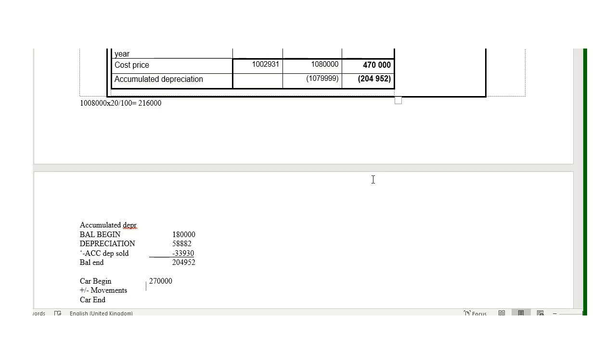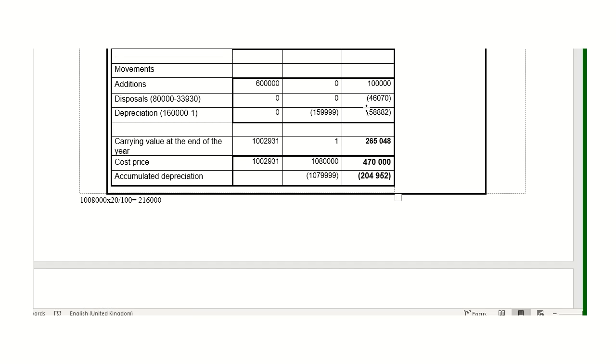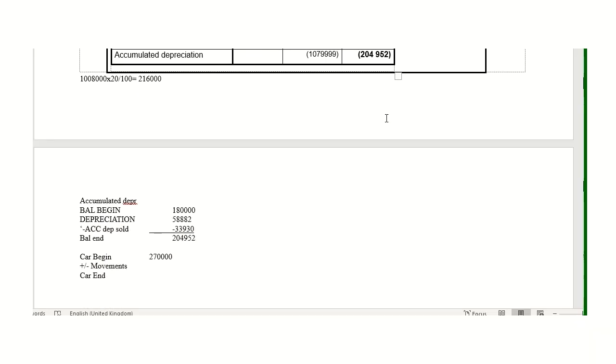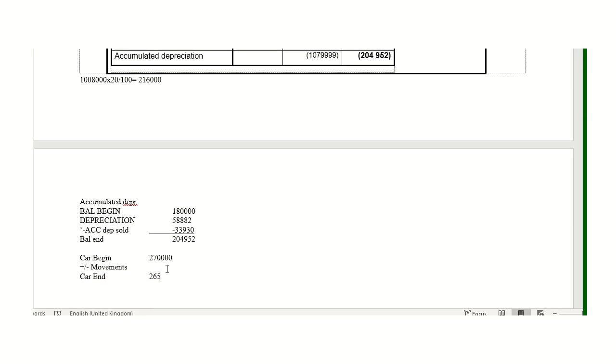270,000. The movements I cannot work out because I still haven't got the depreciation yet. So I cannot work out the movements yet. But my carrying amount at the end is 265,048.